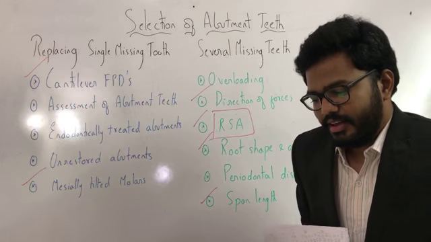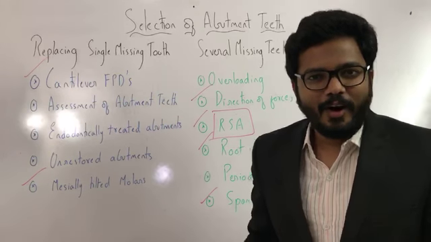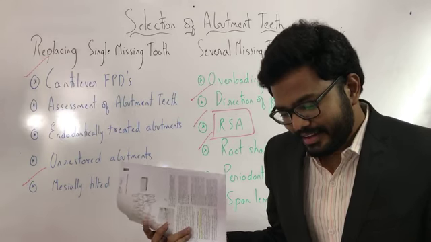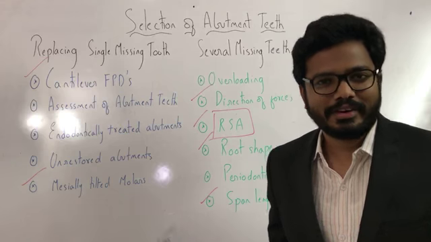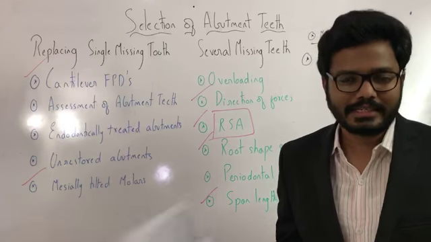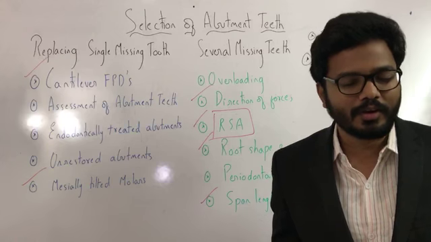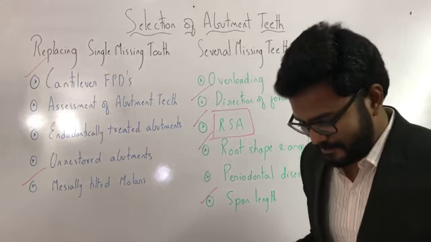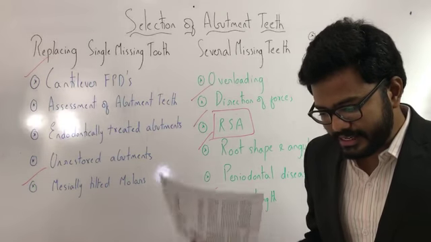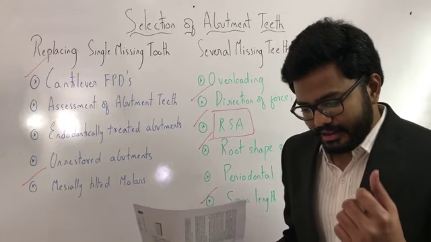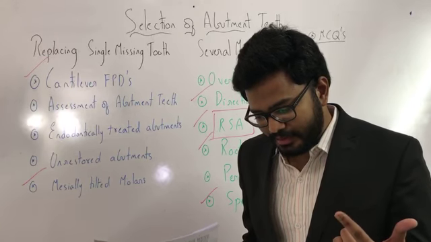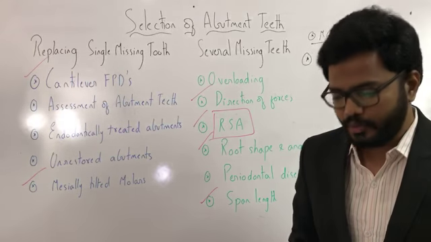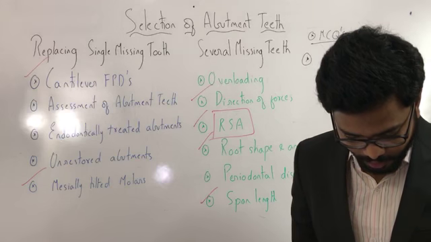So fifth question. Cantilever is indicated in all except. If at all you get such a question, don't worry, you'll be getting the answer whether you mention it as justified or not justified, because you can have your own way of justifying your answer, right? So don't worry. So cantilever is indicated in all except: replacing missing lateral incisor, multiple missing teeth, implant supported prosthesis, and option D, none of the above. So cantilever is indicated in all except.